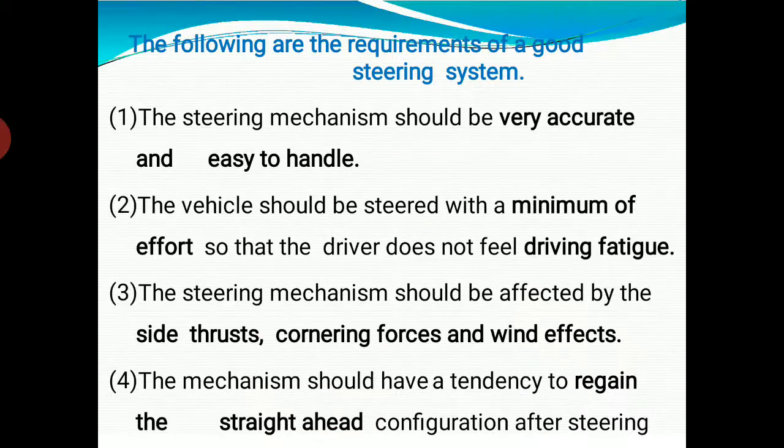Then what are the requirements? It should be accurate and easy to handle. The vehicle should be steered with minimum effort, so that the driver does not feel fatigue. It should not be affected by side thrust, cornering forces and wind effects. The mechanism should have a tendency to regain the straight-ahead configuration after steering.